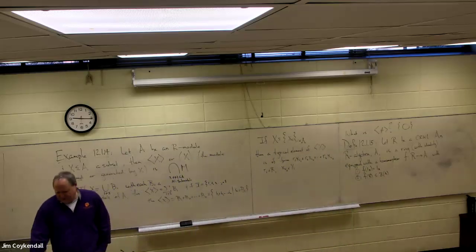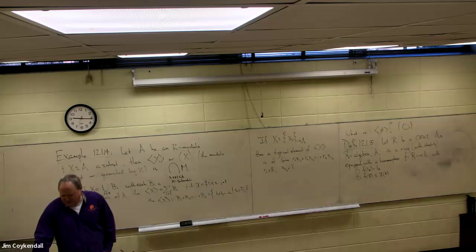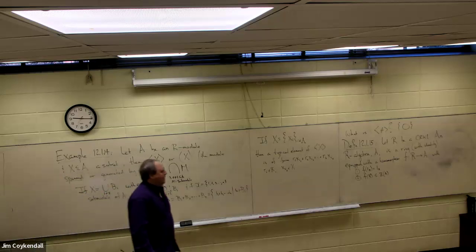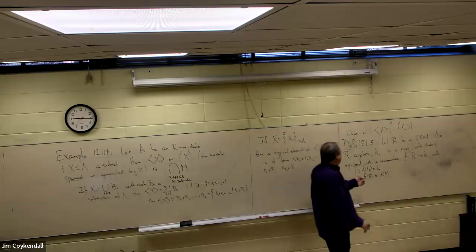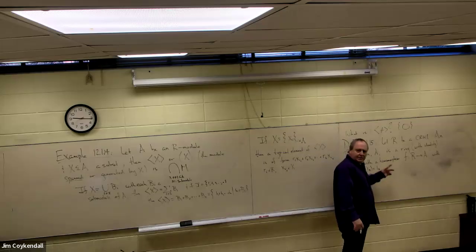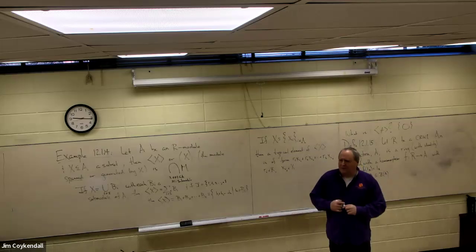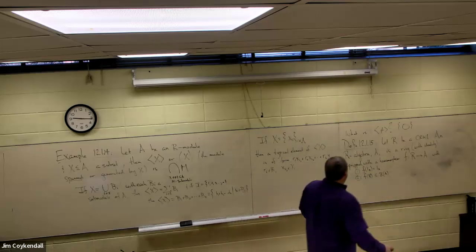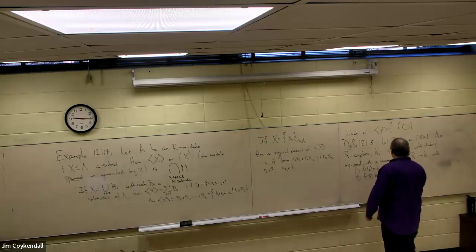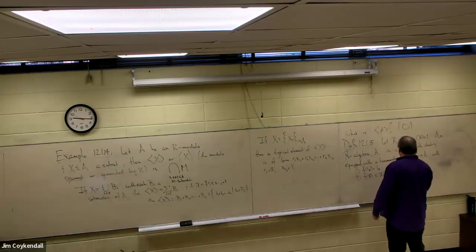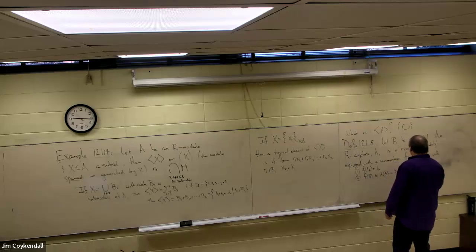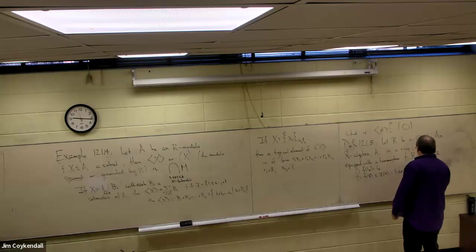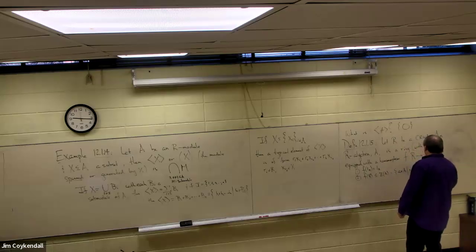So in other words, the image of R inside this ring here is contained inside the center of the ring. And what I mean by the center of the ring is the set of A in A such that XA equals AX for all X in A.